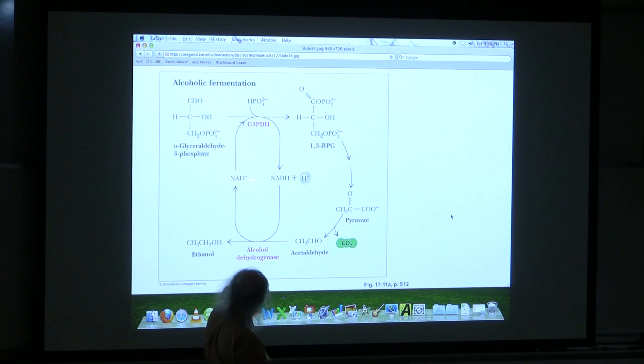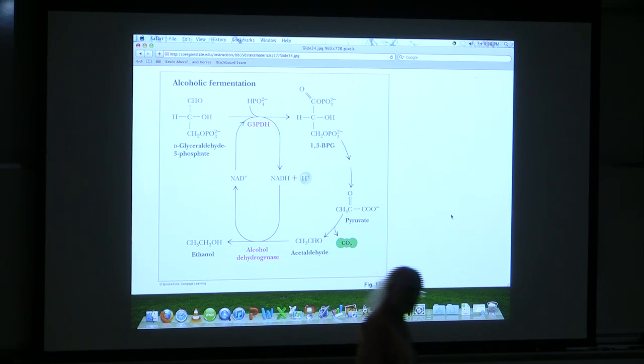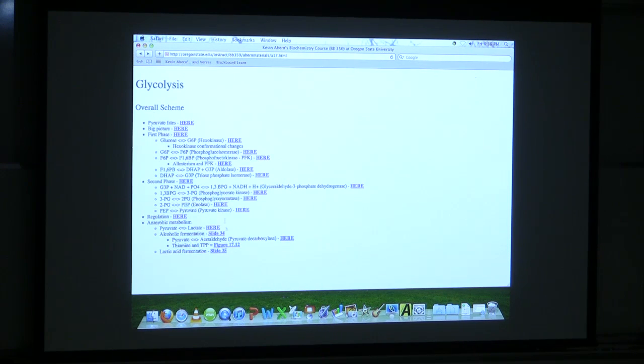And again, this figure is simply showing you that what they're doing is they're making NAD, and that NAD is being used to keep this reaction going. This is the one in glycolysis that needs the NAD. Okay, questions about that? No? Okay.